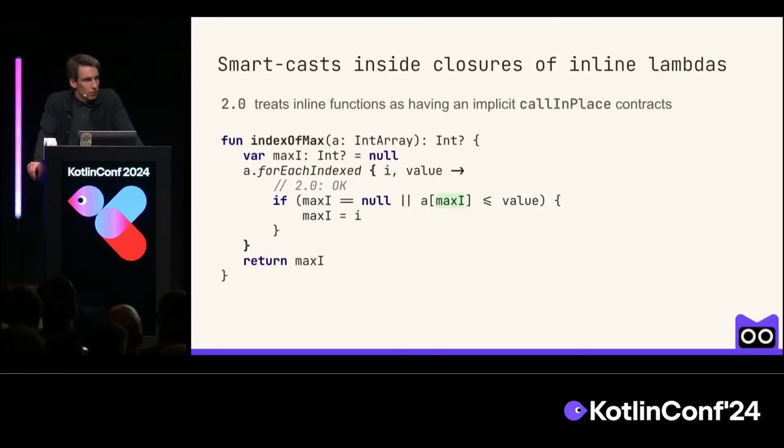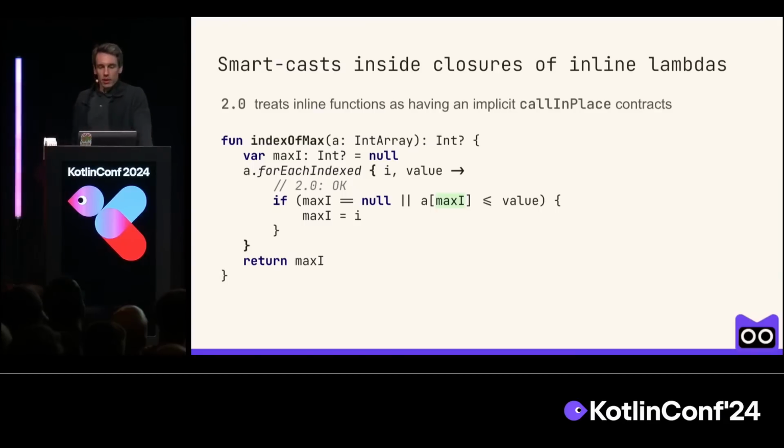So starting from 2.0, the compiler treats all inline functions as having an implicit call-in-place contract, explicitly telling the compiler that such lambdas cannot be stored anywhere. And this allows for more SmartCasts, including SmartCasts inside change enclosures.